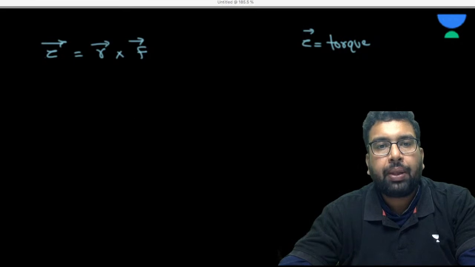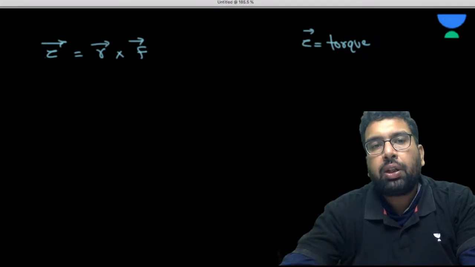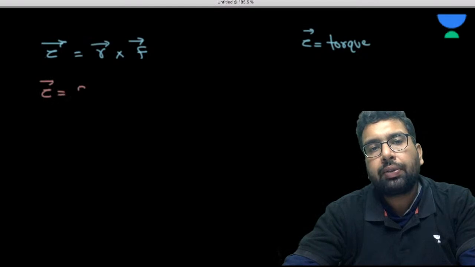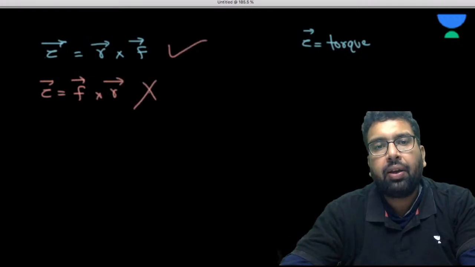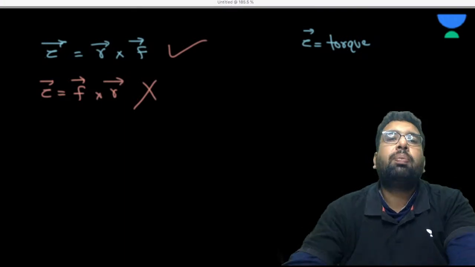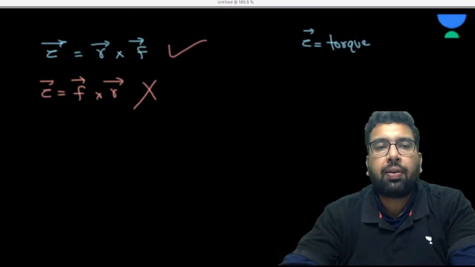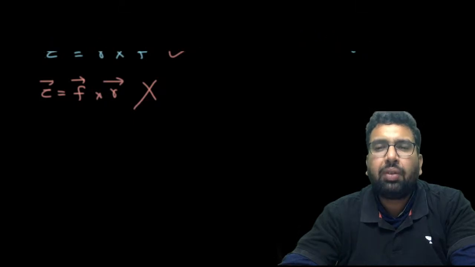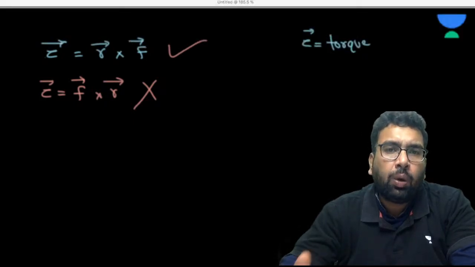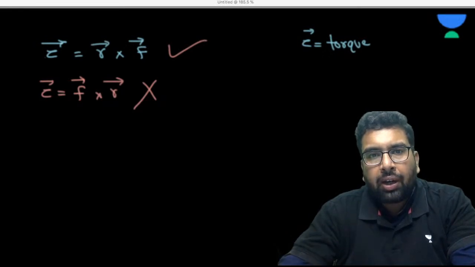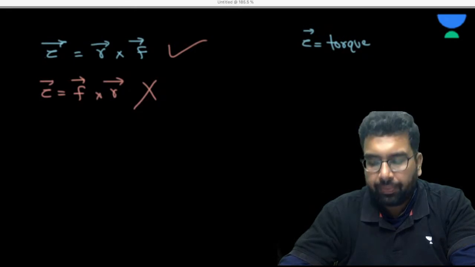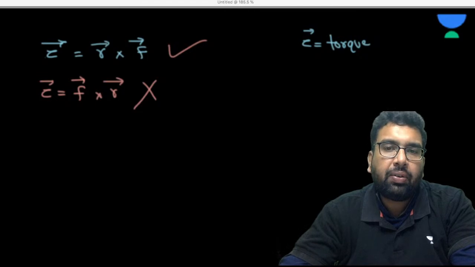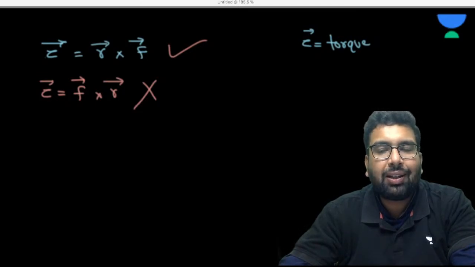Now, remember one more thing: torque is not this. There is a slight difference, although it doesn't make much difference. But this is not this. This one is right. Remember, the torque is the vector product of the displacement vector and the force vector. The difference is actually the sign. When the displacement vector and force vector have the cross product, you get the torque vector.